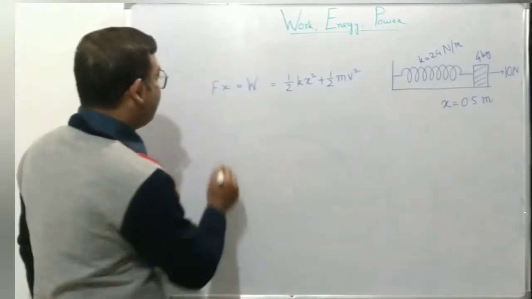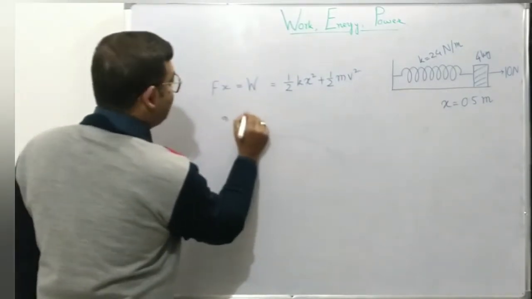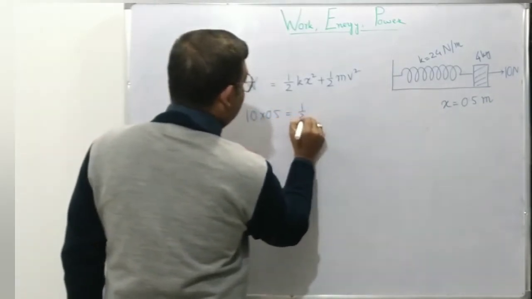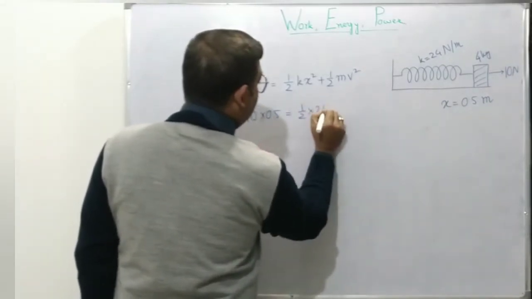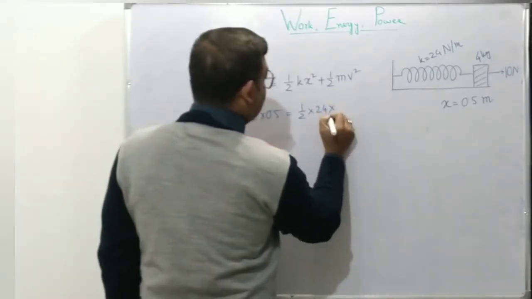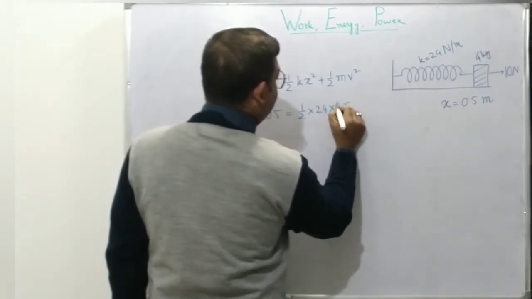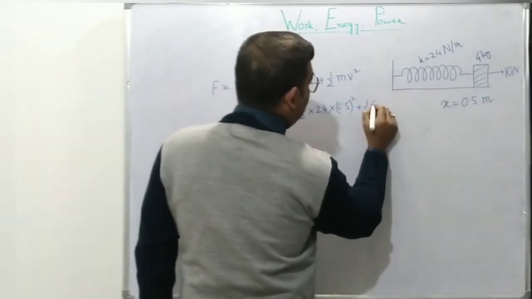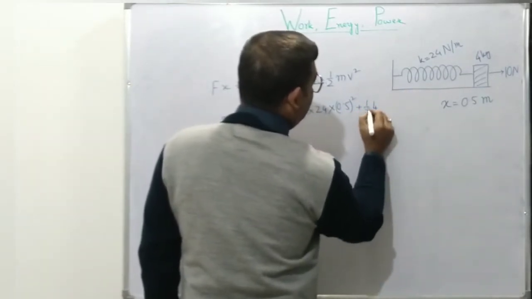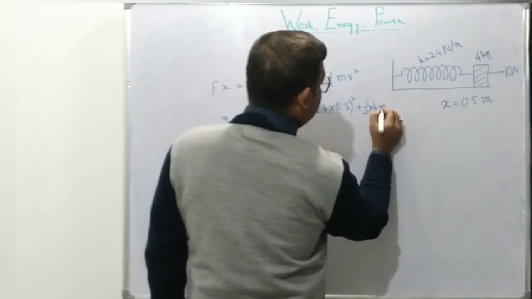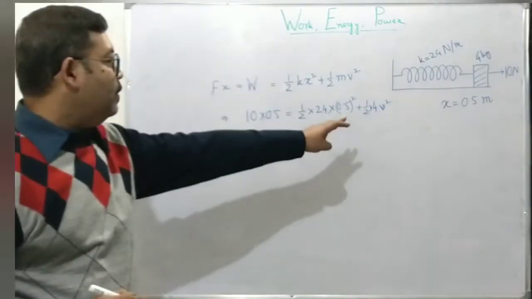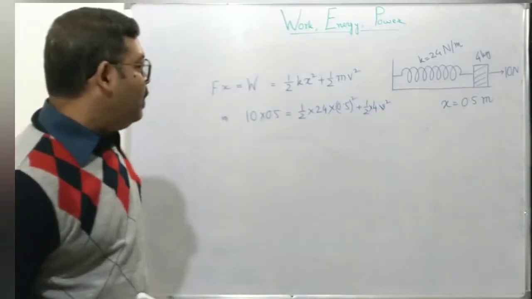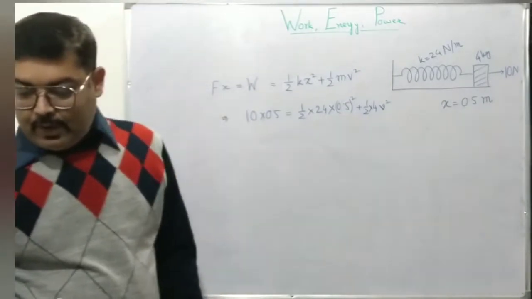So we substitute the values. F is given to be 10 Newton, extension is 0.5 meter, which must be equal to half into K, which is 24 Newton per meter, into X square, which is 0.5 whole square, plus half, M is 4 kg, into the velocity square. We do not know the velocity, we need to find it. So we have a numerical equation with a v square term, which we can easily solve for v square.